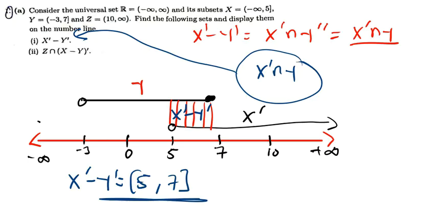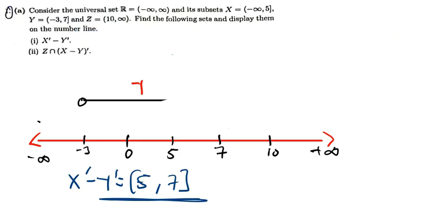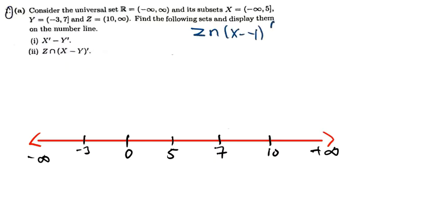Now let's try to do part B. So I'm going to use the same number line. I'm not going to get rid of the number line. So we can also manipulate it a bit where we are saying z intersection open bracket x minus y close bracket complement. So before you do that, first deal with what is in the brackets. So this is x intersection y complement, because minus symbolizes that, then the symbol after minus, you need to put complement. So there's also a complement outside.